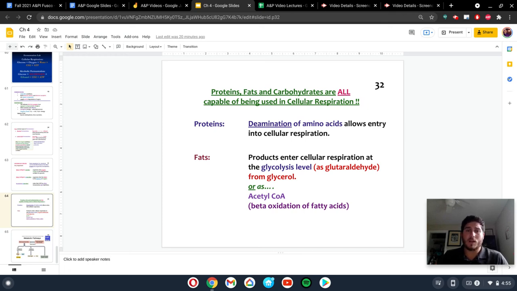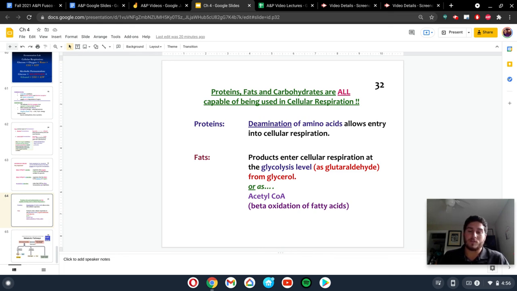So in this case, the products of cellular respiration are going to be generated at the glycolysis level. So in other words, we can take glycerol and break it down, or we can take fats in the form of acetyl CoA, all right, via beta oxidation. All right, so there are ways that we can take proteins and turn them into a possible reactant for cellular respiration. We can use them. Same thing with fats. We can make fats usable for cellular respiration.